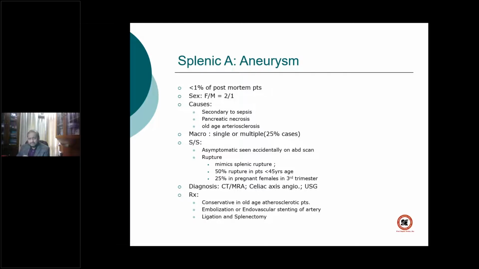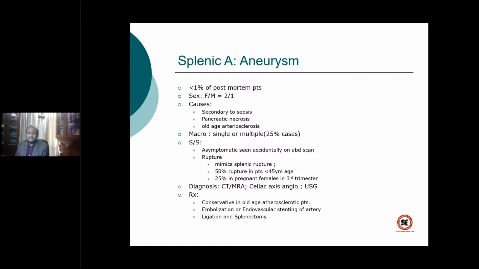Splenic artery aneurysm, less than 1% of postmortem patients, more common in females. Causes are very simple. Either there has been a septic problem in the abdomen, or most commonly secondary to pancreatic necrosis following acute pancreatitis. Or it could be part and parcel of an old age disease where the arteries have undergone arteriosclerosis, they become weakened, and they develop an aneurysm. The aneurysm in the splenic artery can either present as a solitary aneurysm or multiple aneurysms in 1/4 of the patients.